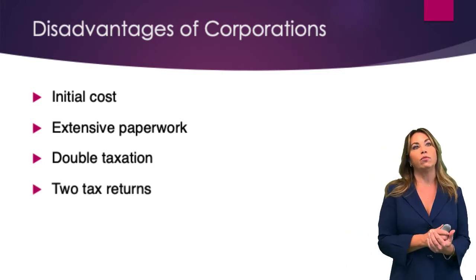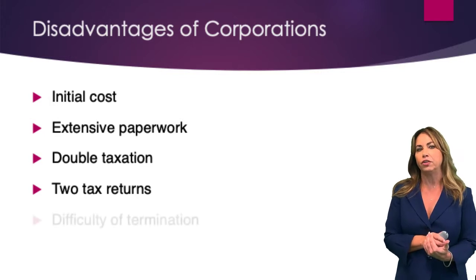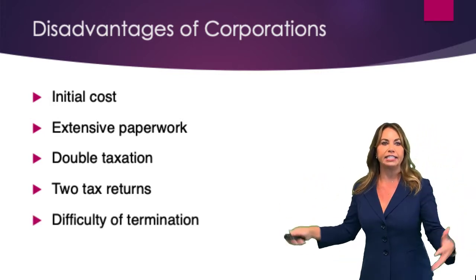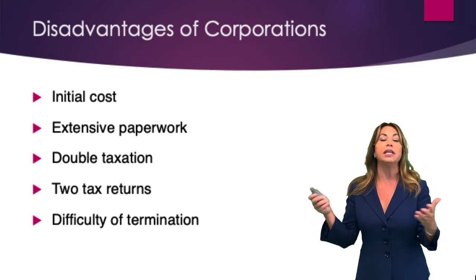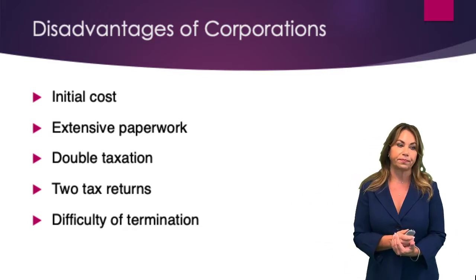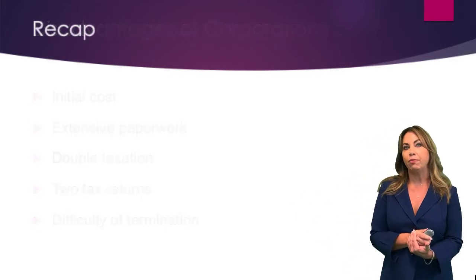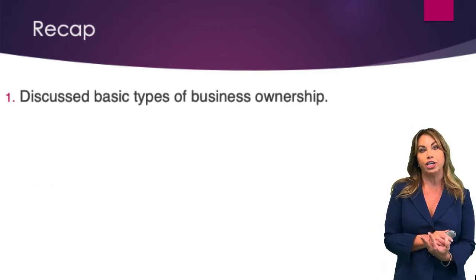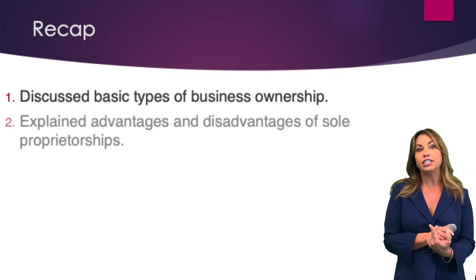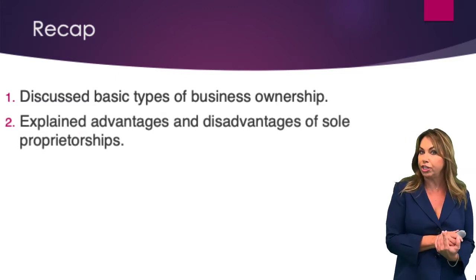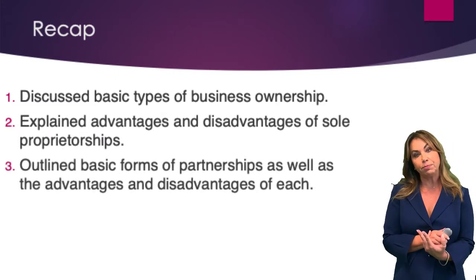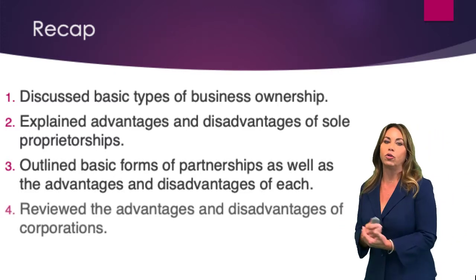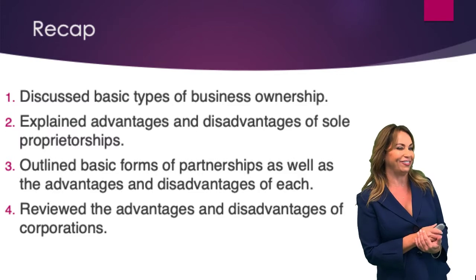The last thing that I want to point out about a corporation is it can be difficult to terminate. Once we have this entity that is a separate legal entity with a life of its own, it's more difficult to terminate. So, just to recap, first of all, we identified the three basic types of business ownership, and then we explained the advantages and disadvantages of sole proprietorships, the different types of partnerships and their advantages and disadvantages, and last we looked at corporations, advantages and disadvantages of those.